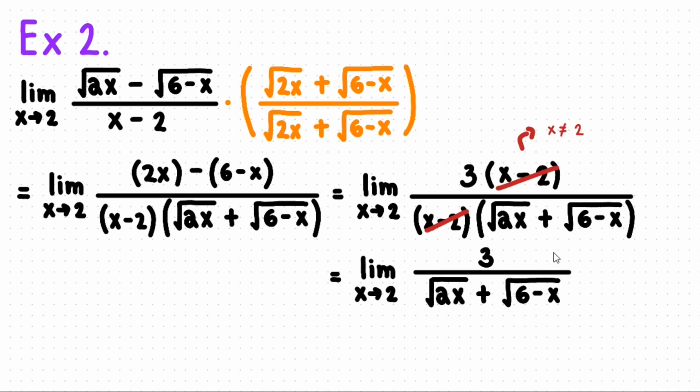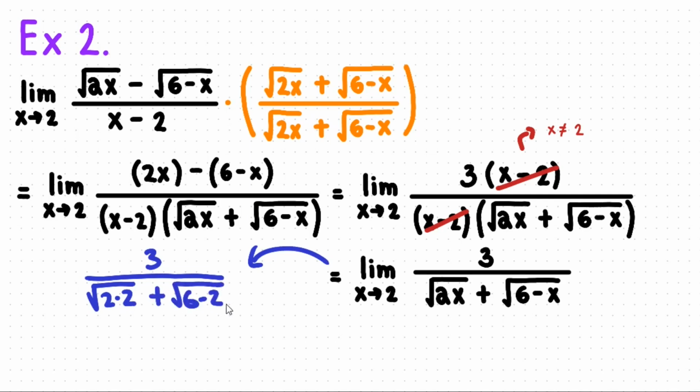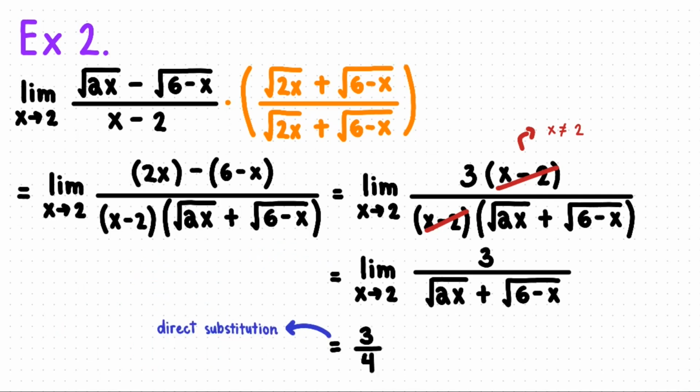Now we can easily plug in 2 as we won't have any complications anymore. So we'll do that. We have 3 over square root of 2 times 2 plus the square root of 6 minus 2. This is equal to 3 over square root of 4 plus square root of 4, which is equal to 3 over 2 plus 2, which is 3 over 4. So this is the answer. And yeah, that is how we evaluate limits by rationalization.